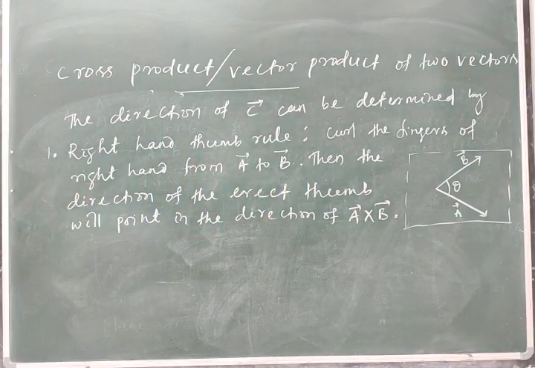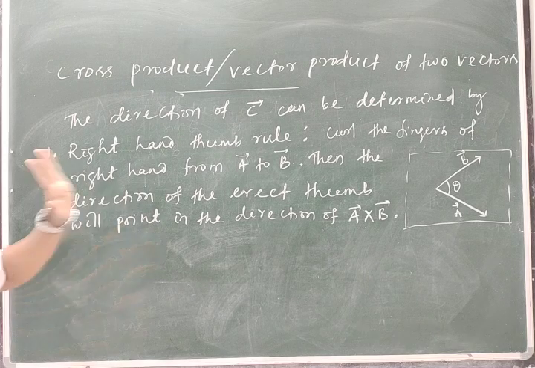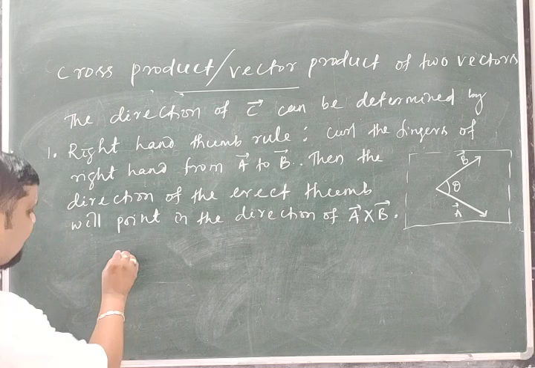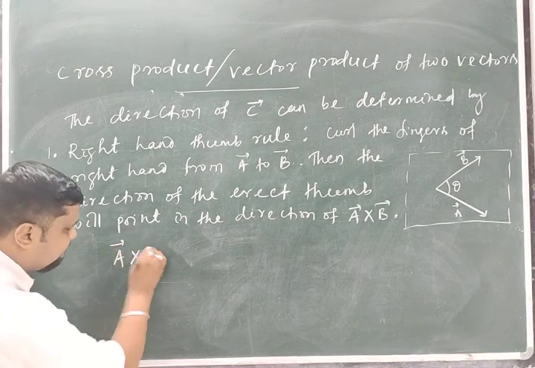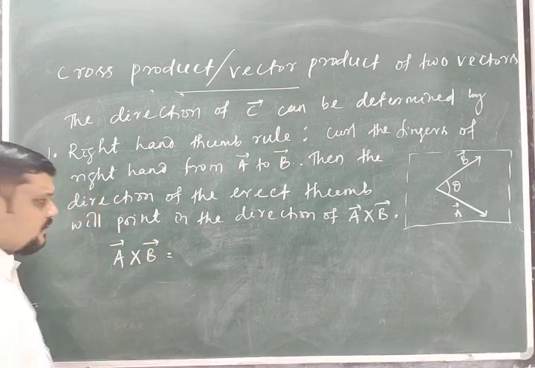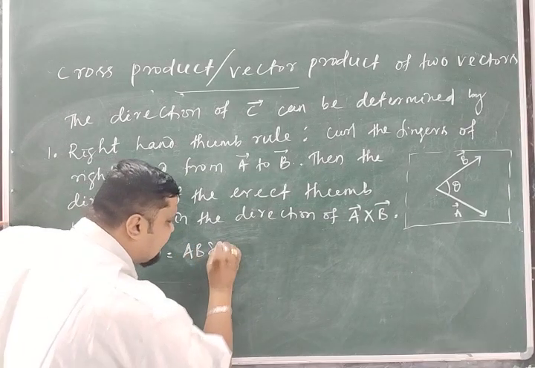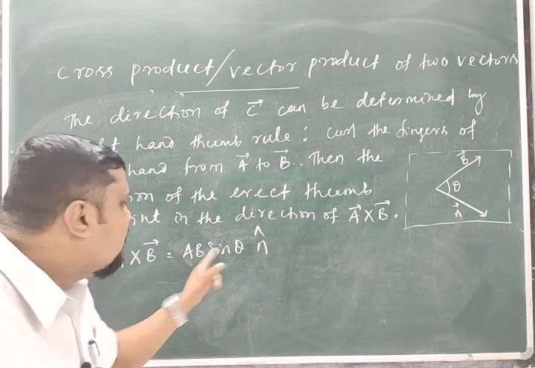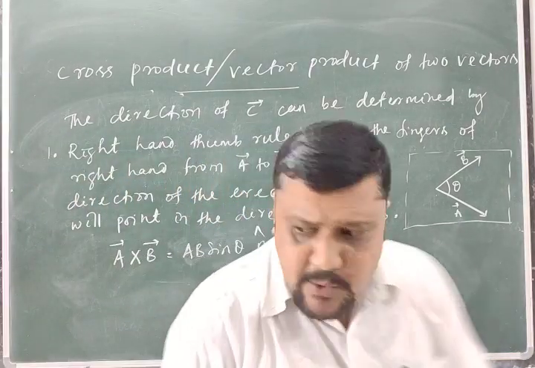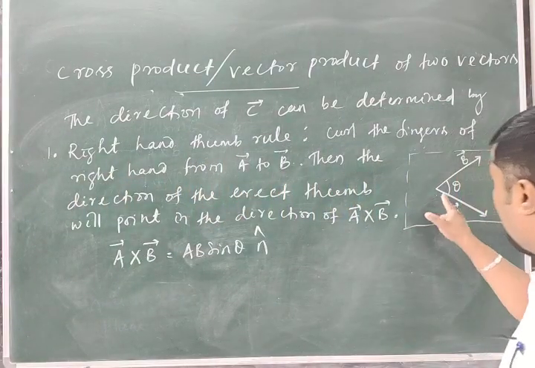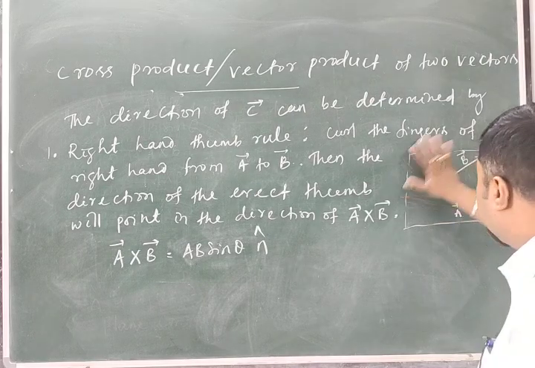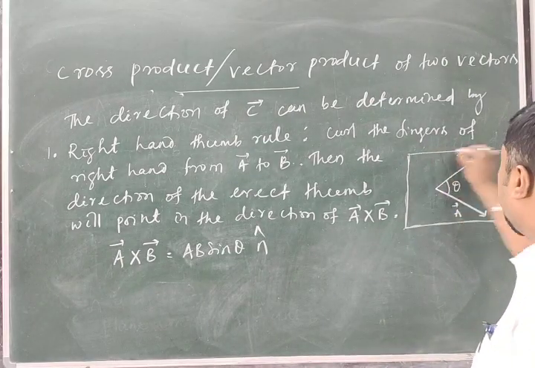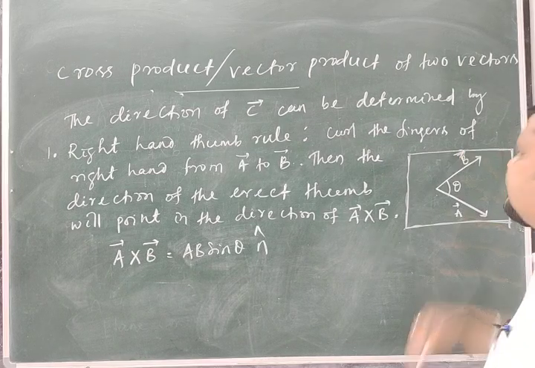What is the difference here? In this case, if I am doing A cross B, that equals AB sin theta n cap, where n cap is the unit vector perpendicular to the plane containing A and B. So you have a vector which is perpendicular to this plane. This is the plane where these two vectors A and B are there.